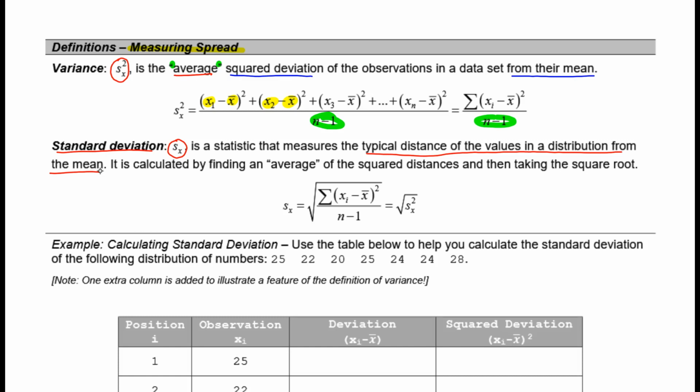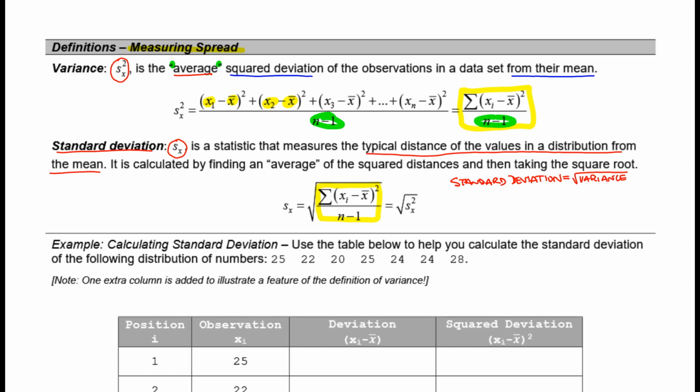It's calculated by finding the average of the squared distances and then taking the square root. So basically what we have here is this. I hope that you can see this formula right here. We're just taking the square root of the variance. And that's really important for you to remember. The standard deviation is the square root of the variance.